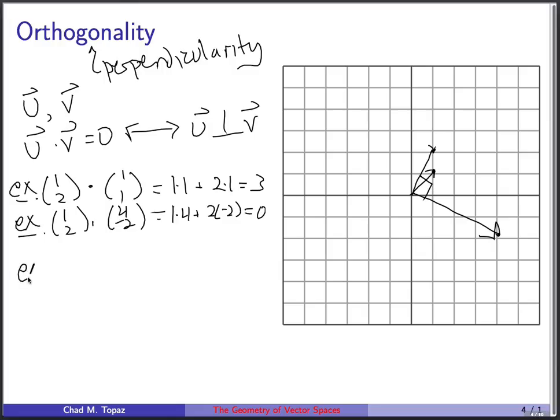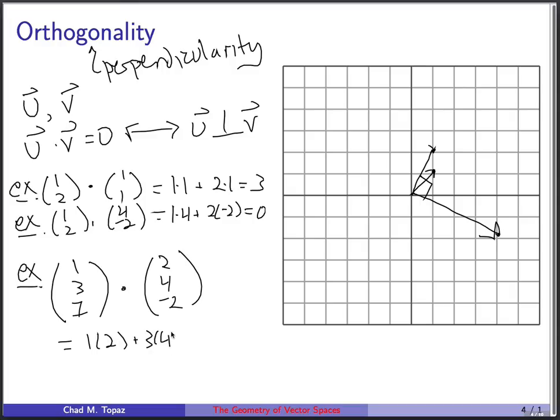So as another example, if we have the vector (1, 3, 7) and we have the vector (2, 4, -2), and we want to know if they're perpendicular, we can take the dot product. It's equal to 1 times 2 plus 3 times 4 plus 7 times -2. That's 2 plus 12 minus 14, which is 0. So they're perpendicular. Since these vectors have 3 elements, you should think of them as living in a 3-dimensional world. And you can picture what perpendicularity looks like in a 3-dimensional world.